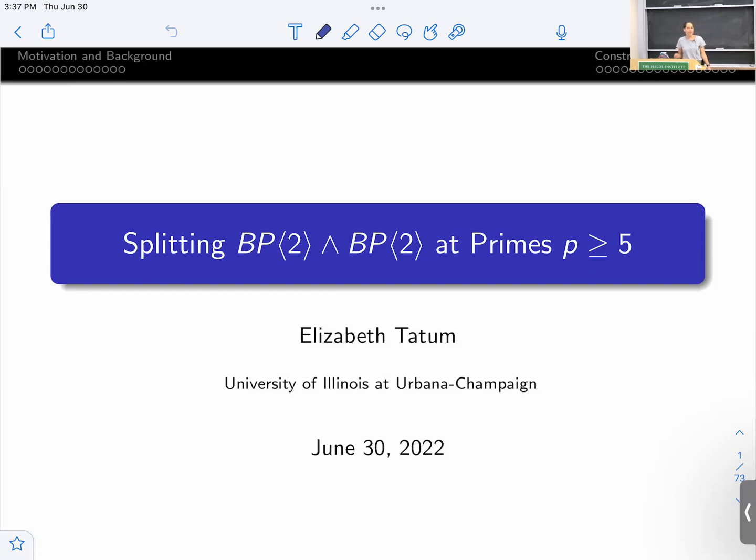So yeah, maybe before I talk about how to split BP2, smash BP2, at primes greater than or equal to 5, I'll say briefly why one might be interested in doing that.